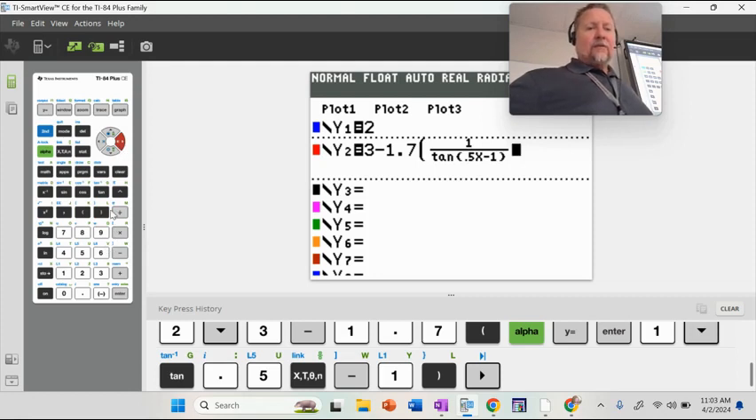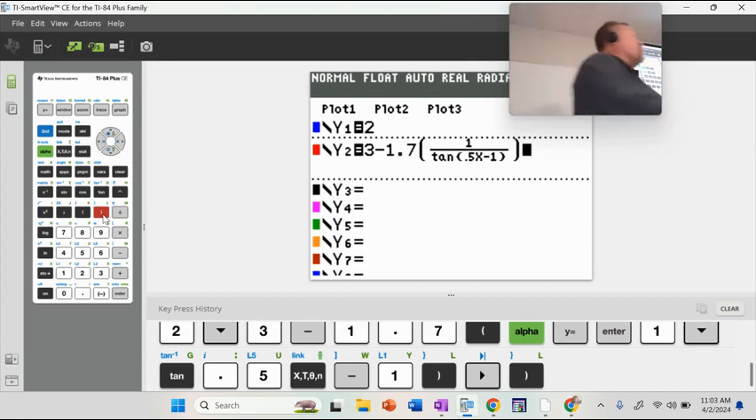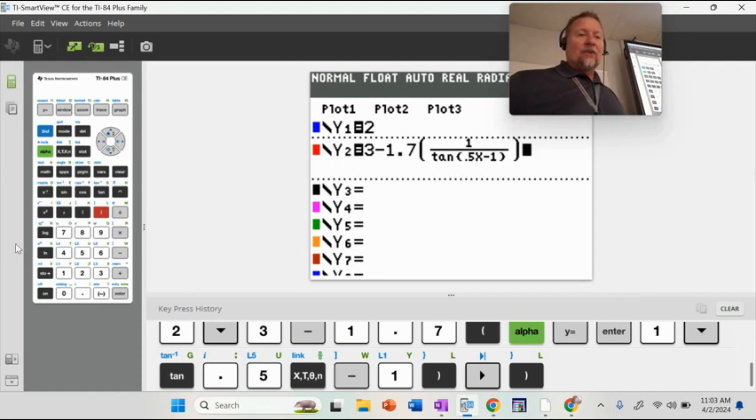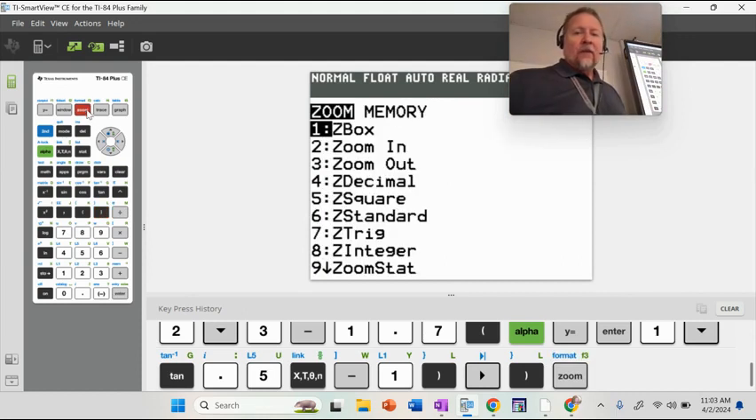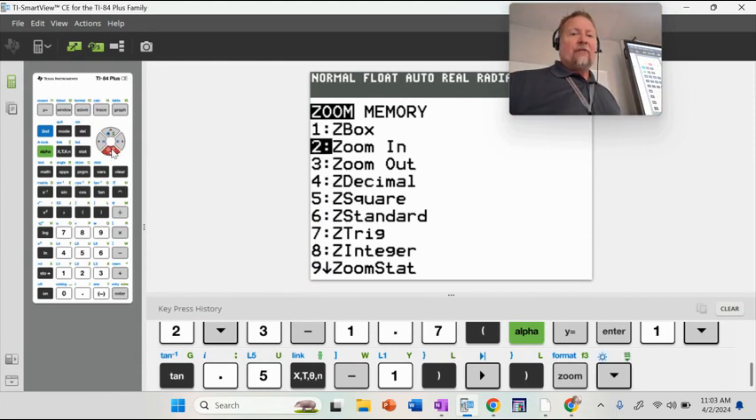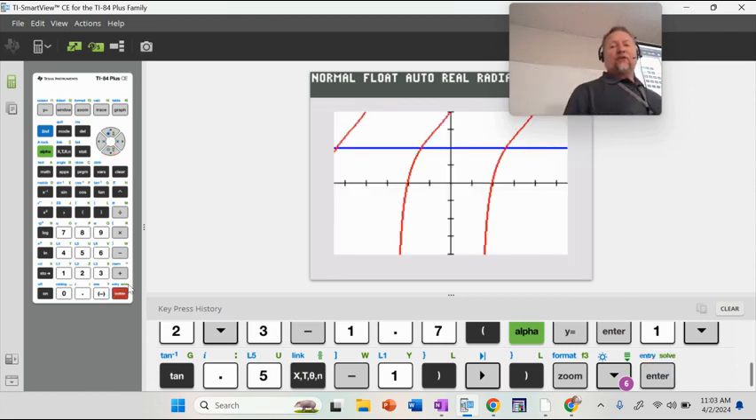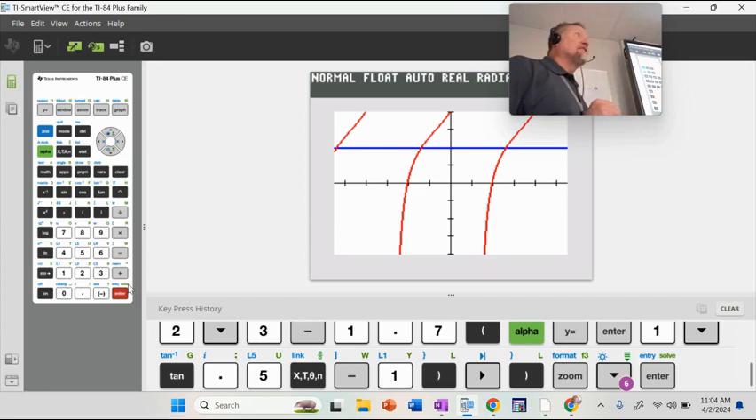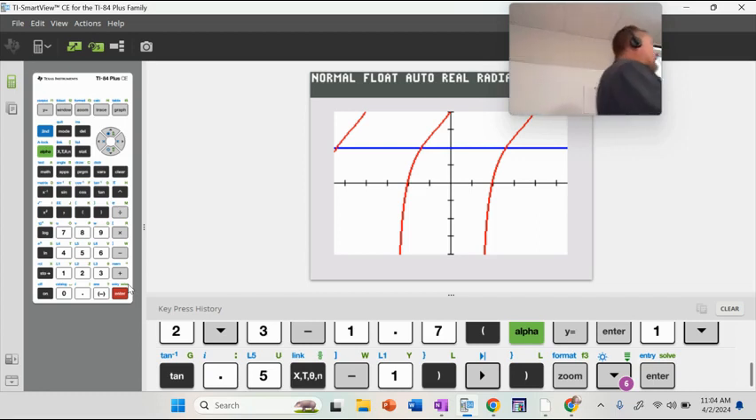Okay, so here's the problem. I don't have a cotan button. You don't have a cosecant. You don't have a secant button either, so you'd have to go through this process. Now, the next thing is go to Zoom and go to Zoom 7. Because what is Zoom 7? What does that say? Zoom Trig. And let's hope for the best that it actually shows me a nice little picture. And it does. Okay, and we do have that cotangent looking graph.